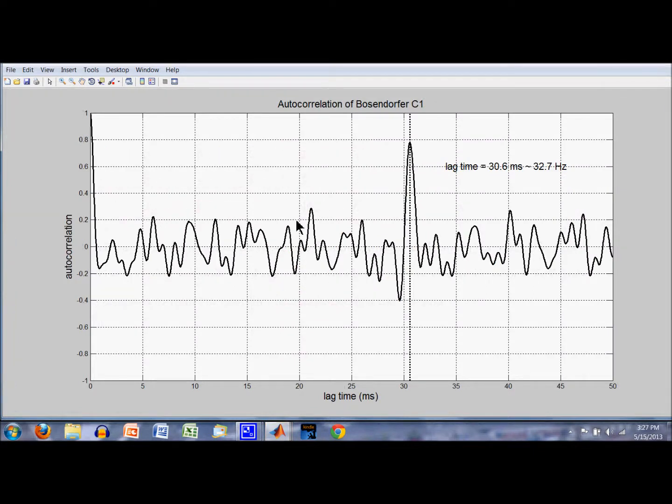This is interesting, at least to me. Here, of course, we have total autocorrelation at zero lag. And here, there's a peak at a lag time of 30.6 milliseconds, which corresponds to 32.7 hertz. So, at least according to the autocorrelation, the pitch of this tone is 32.7 hertz.